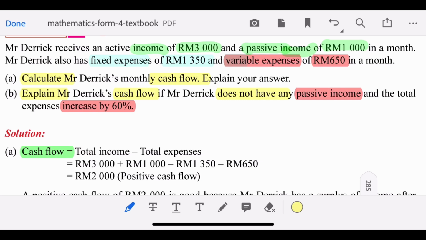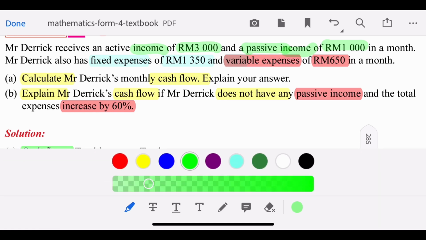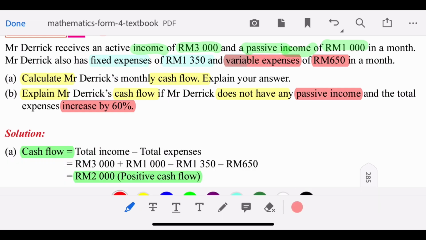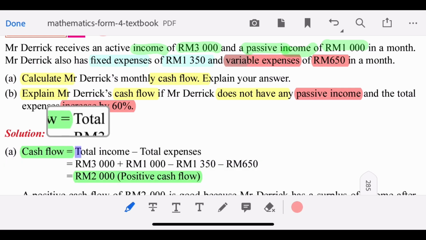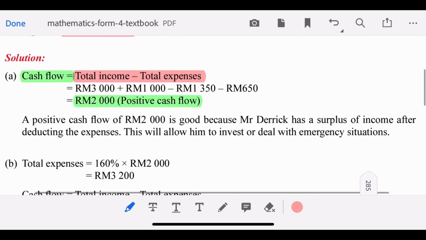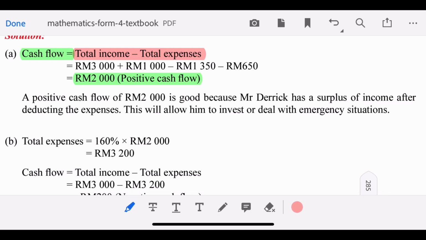When you want to find the cash flow, you have to take total income. Our total income here was highlighted using the green color. That means you have to plus the 3,000 with the 1,000. That's a total income. And then you have to minus the expenses, which is 1,350 and 650. Please remember, cash flow is total income minus total expenses. So it seems like we are having a positive value of 2,000.